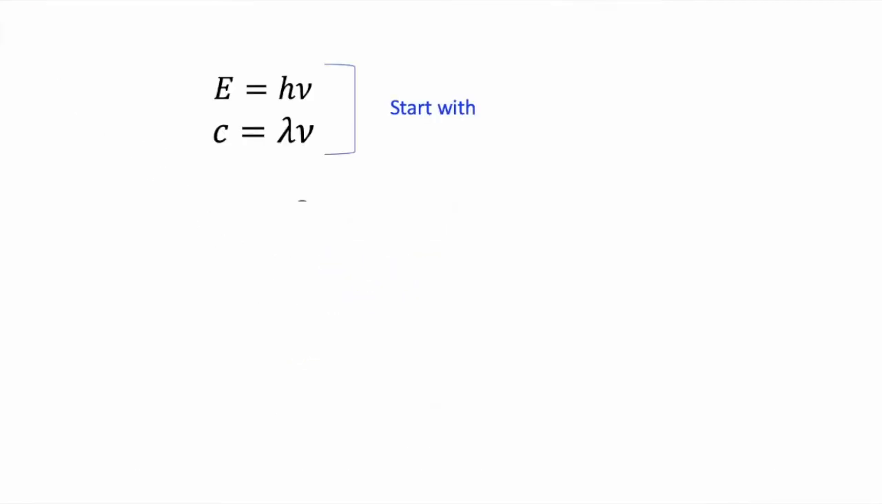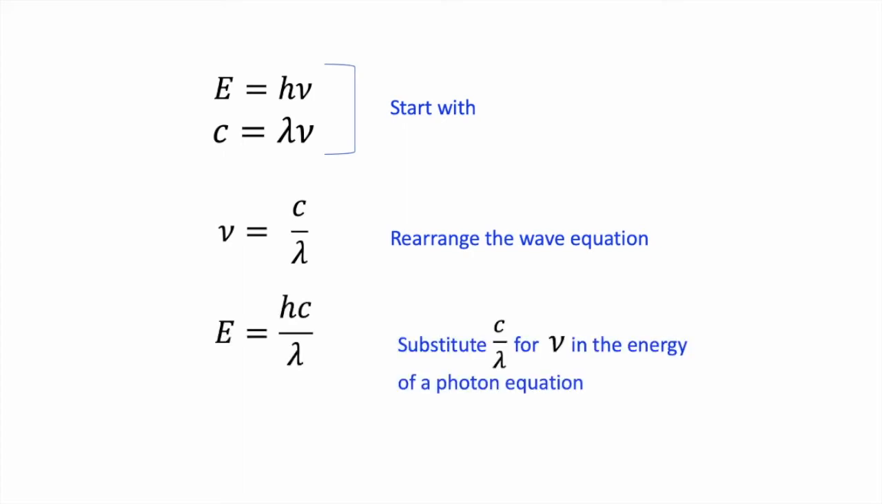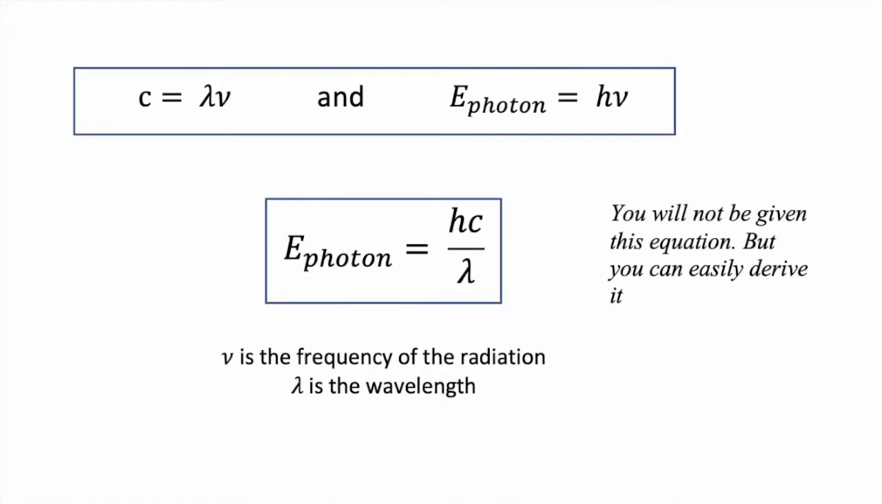On the AP exam, there are two equations you will be using. Combining these two wave equations is sometimes very useful, especially if you are asked to find the energy of a photon that is of a certain wavelength. We can just use algebraic rearrangement and substitution to derive this equation, which relates the energy of a photon to wavelength. You won't be given this equation on the AP exam, but you can easily derive it and use it if you need to.